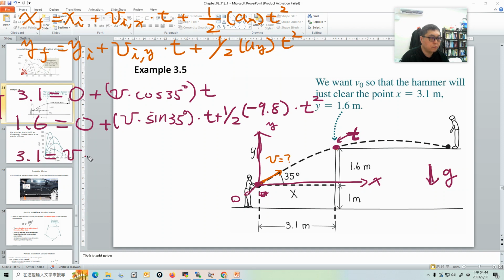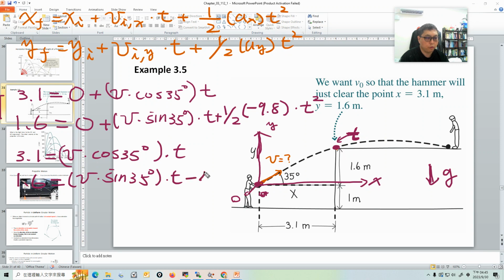So we will have two equations, and two unknowns, so we can definitely solve it. We don't know v, and we also don't know t. And 1.6 equals v sine 35 degrees times t minus 4.9 t squared. So for these two equations, how do we solve them?